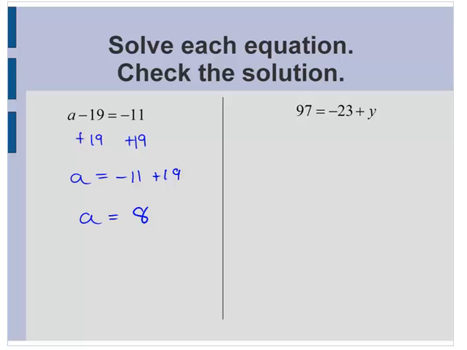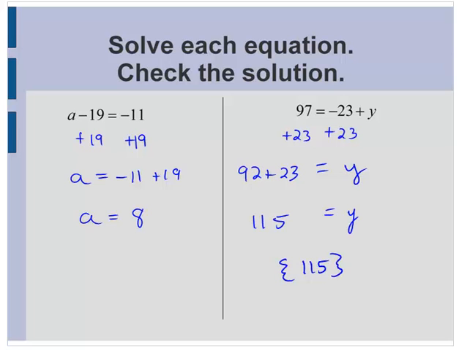97 is equal to negative 23 plus y. Well, I want to isolate the y, and so what I will do is add 23 to both sides. Negative 23 plus 23 is 0, so I have y remaining on its own on the right. Now I have 97 plus 23 on the left, and so y is equal to 115. And again, set braces if you'd like.